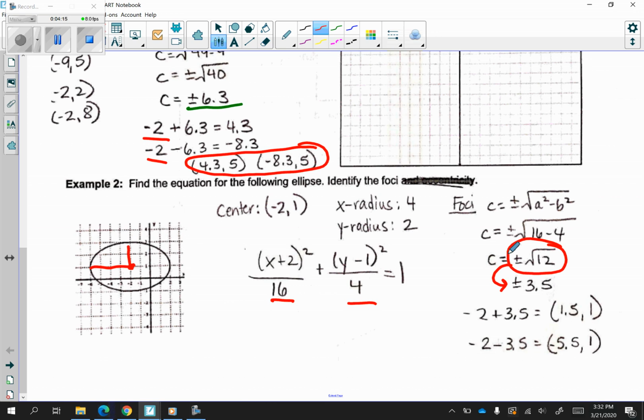Now again, because my major axis is on the x-axis, I'm changing my x value of my foci. So I take the x value of -2, and I add 3.5 to give me 1.5. The y value stays the same. It stays as 1. Then I take -2 minus 3.5, I get -5.5, 1. So remember, your foci are going to be approximately here and here, changing the x value but keeping the y value the same.